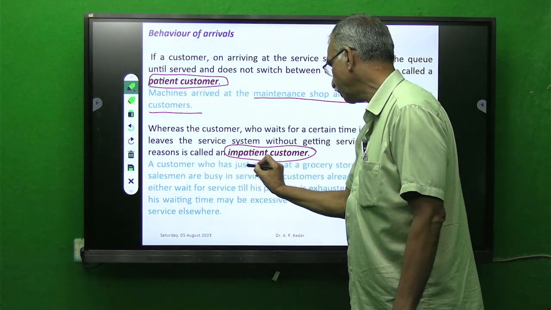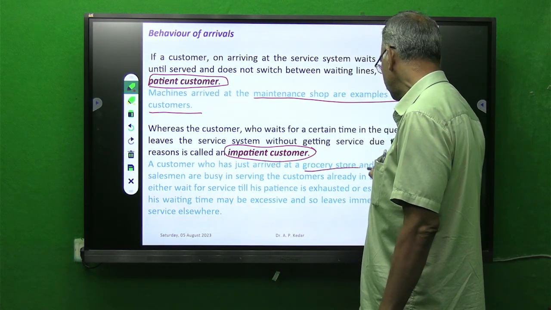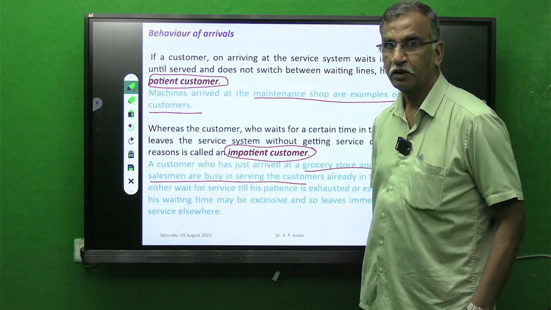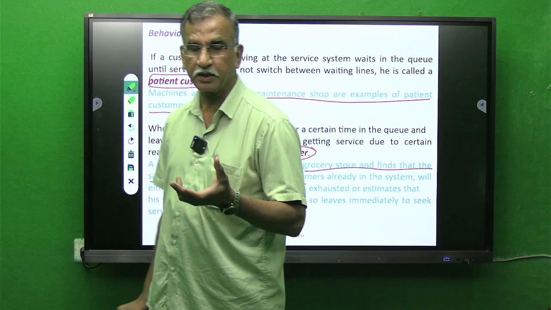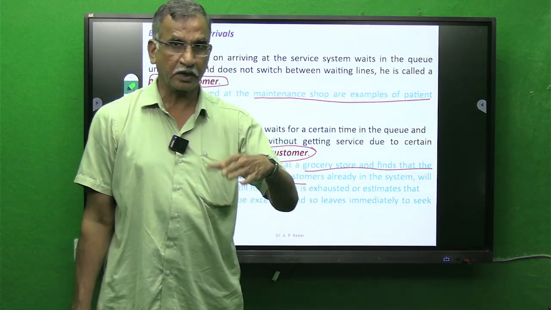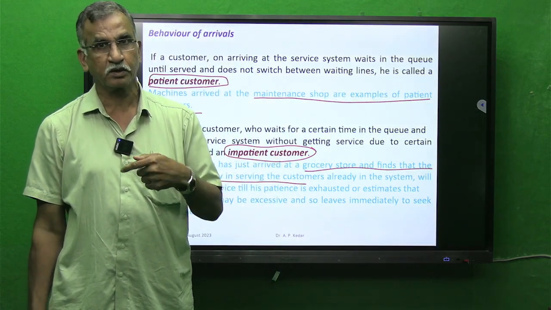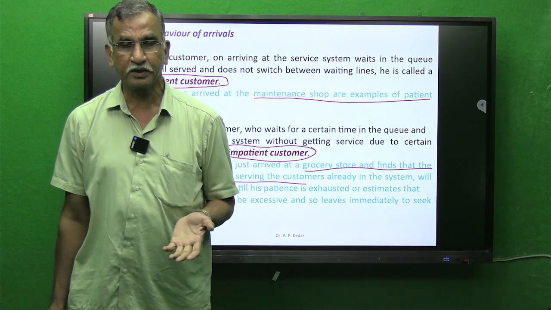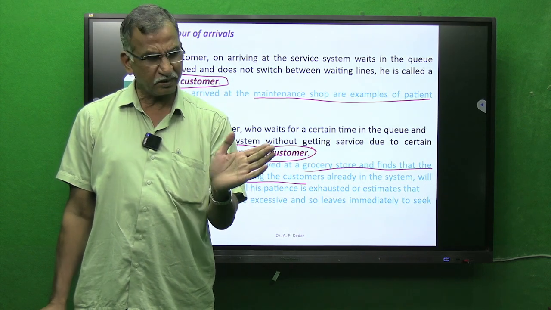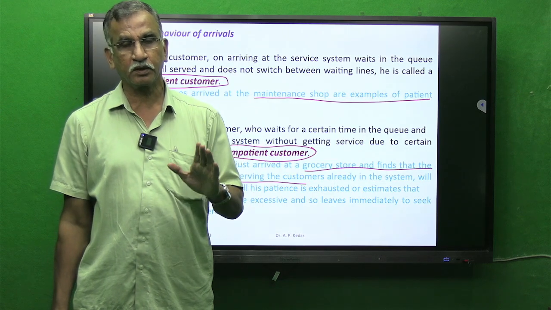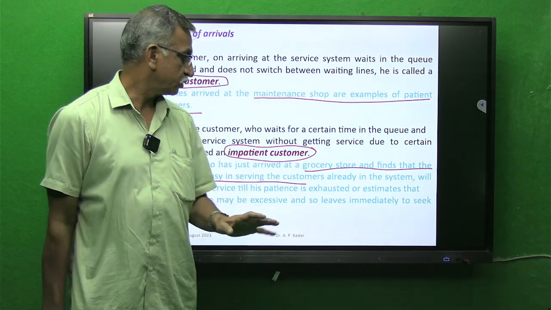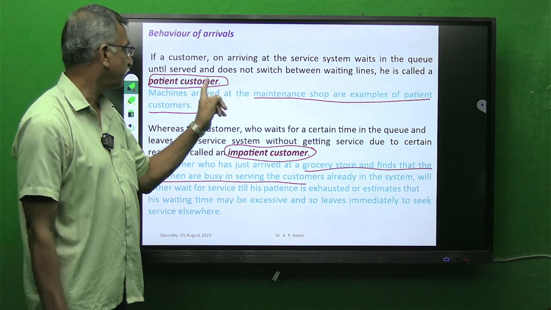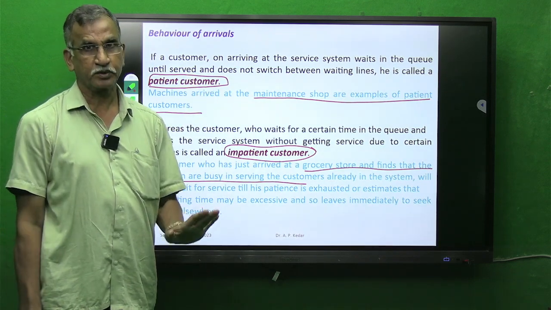Whereas a customer who has just arrived at a grocery shop finds that salesmen are busy servicing. When we go to a grocery shop, many a time we find that the salesman is handling a different customer, but as a customer we want immediate service from the salesman and we are irritated. We then leave the shop and think that we will move to another shop. So that customer is referred to as an impatient customer, whereas the other category is referred to as a patient customer.